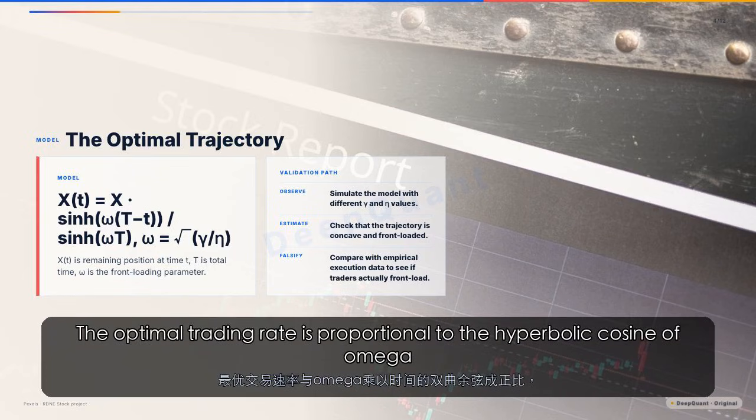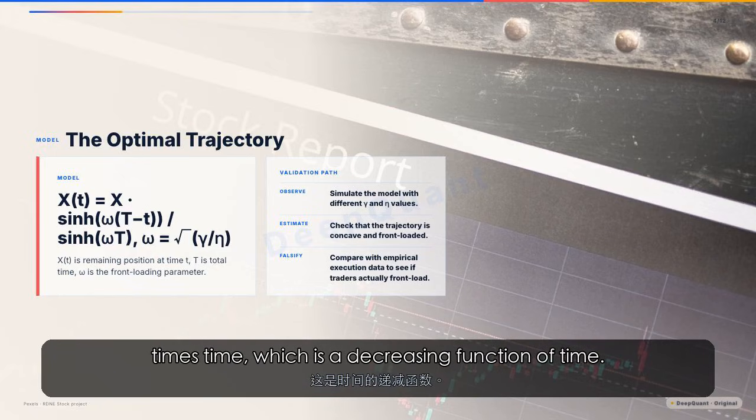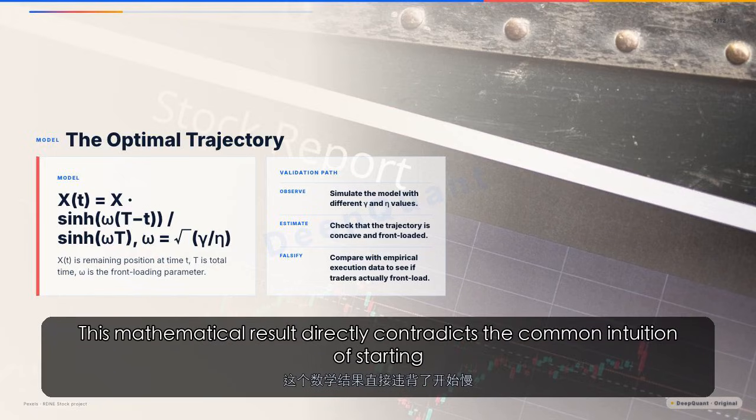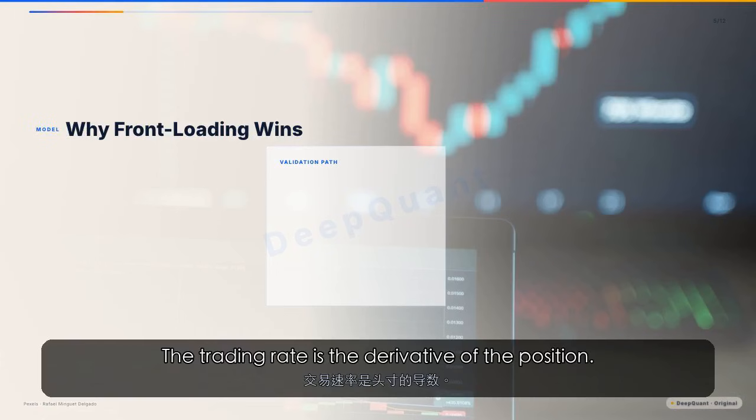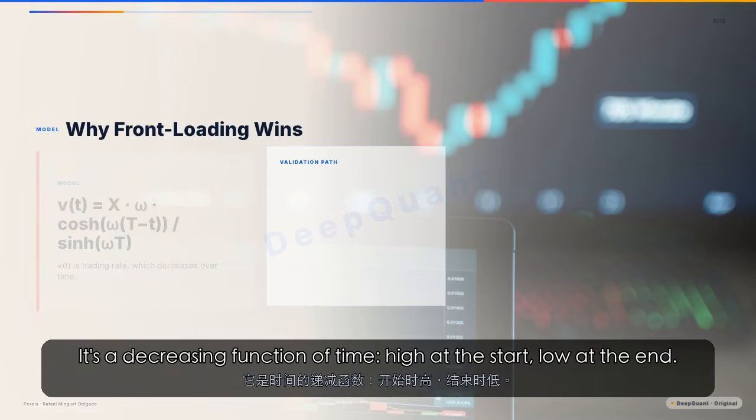The optimal trading rate is proportional to the hyperbolic cosine of omega times time, which is a decreasing function of time. This mathematical result directly contradicts the common intuition of starting slow and accelerating. The trading rate is the derivative of the position. It's a decreasing function of time, high at the start, low at the end.